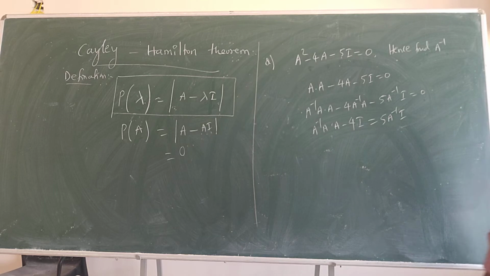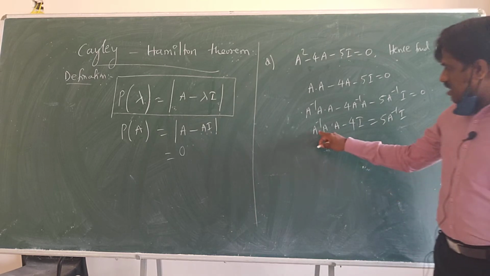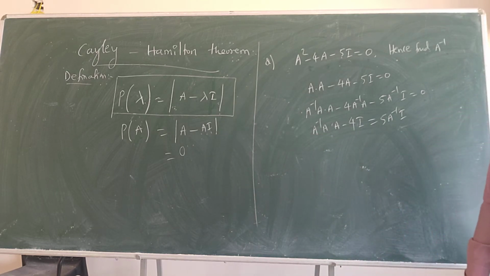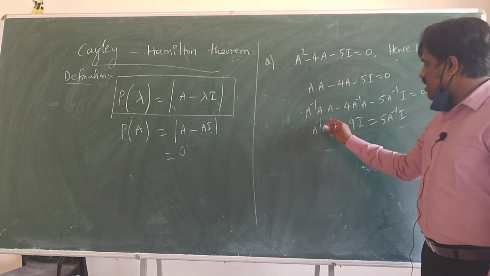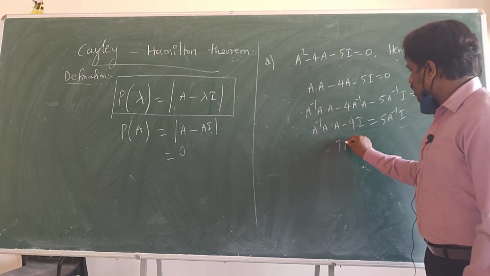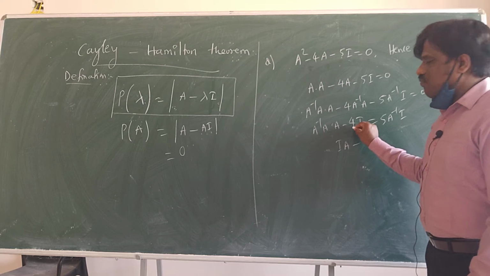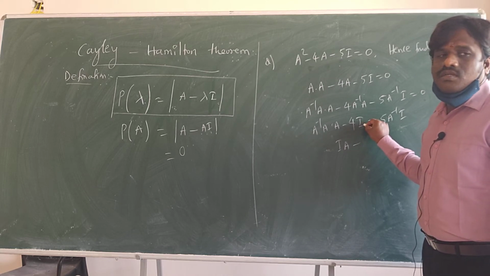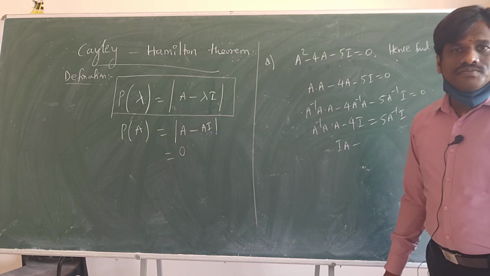My target is to find A inverse here. Now A inverse into A is I. So what I get here is I into A, and 4 into I is 4I only.